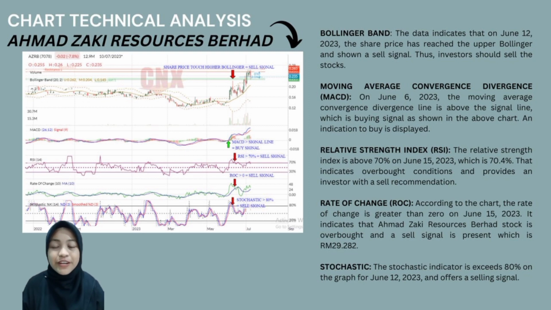Next, according to the chart, the rate of change, also known as ROC, is greater than 0 on June 15, 2023. It indicates that Ahmad Zaki Resources Berhad stock is overbought and a sell signal is present, which is 29.282 ringgit. Lastly, stochastic. The stochastic indicator exceeds 80% on the graph for June 12, 2023 and offers a selling signal.